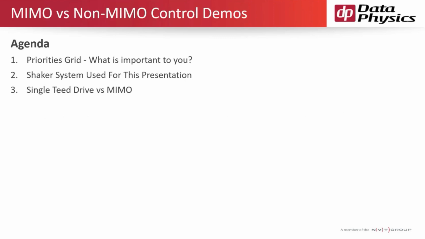Now I'm going to introduce a grid of priorities. Depending on the type and size of test articles you're testing, one of these priorities is going to be your driving force behind doing a multi-shaker single axis test. Then we're going to compare the single axis, non-MIMO controller with the MIMO controller, and see how those different priorities are affected or improved when you use MIMO control. Now I'm going to focus on a single shaker with a T drive, which is, again, a very common way to try and synchronize two shakers, and compare that to a MIMO control configuration.